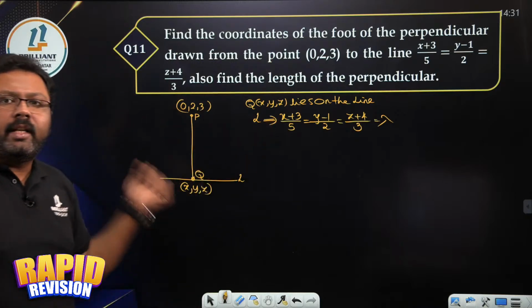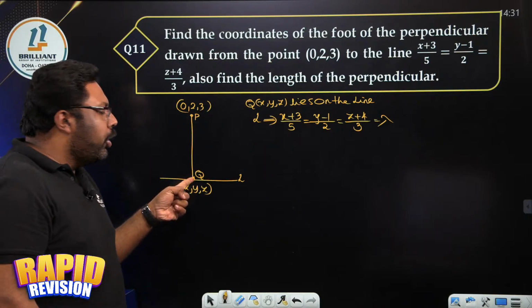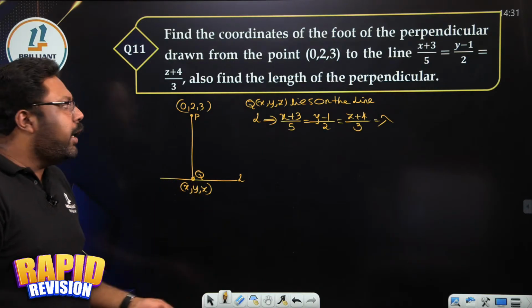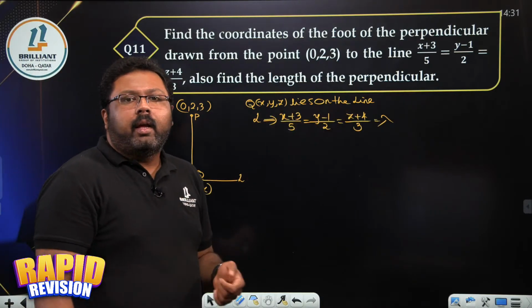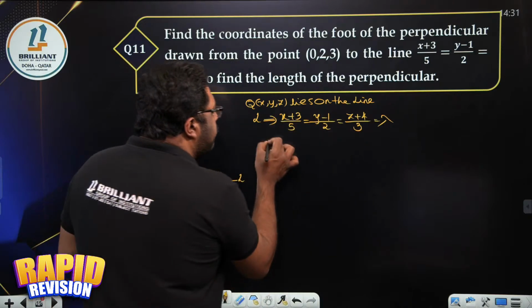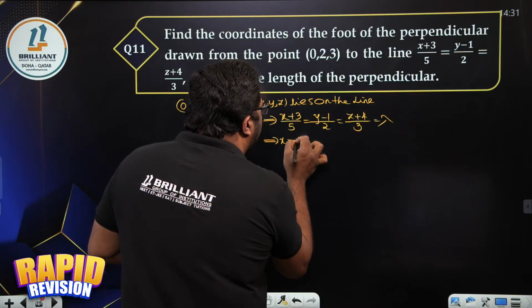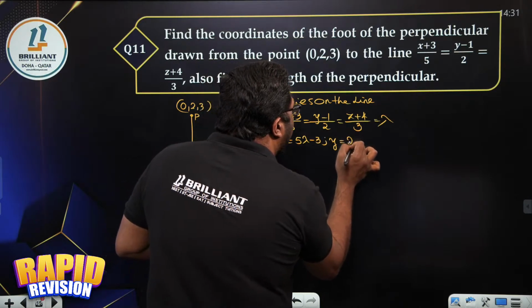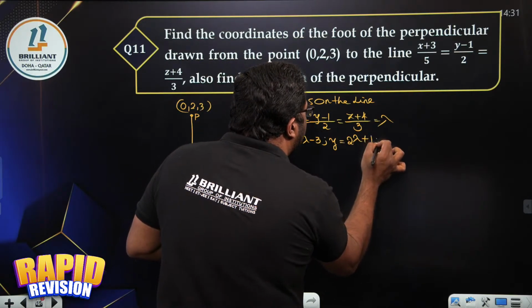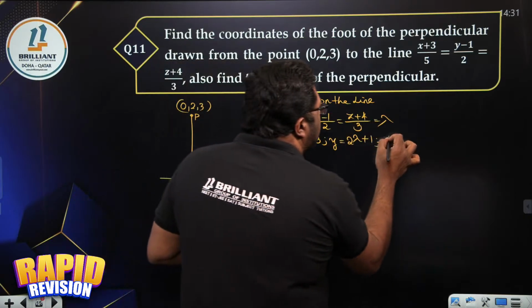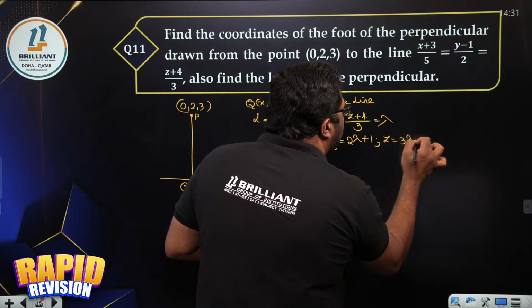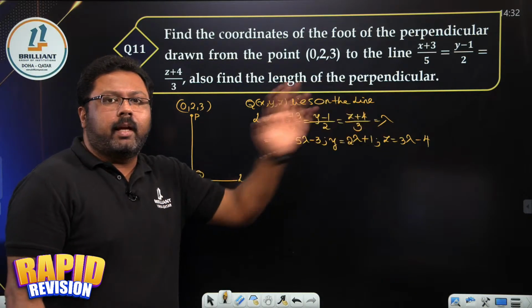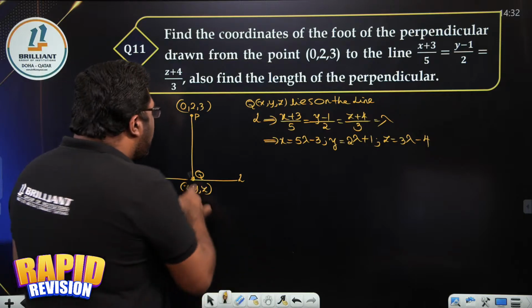The same old technique, how to find a point on a line. Write x, y, z in terms of lambda. x is equal to 5 lambda minus 3. y is equal to 2 lambda plus 1. z is equal to 3 lambda minus 4. x, y, z. Okay, now I got it.